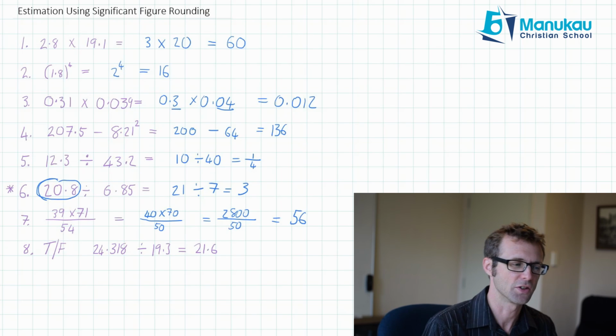If you're not following it, just think about it again. If you were dividing 2,800 by 100, that would be 28, but 50 is half of 100, so you're going to double that 28 to 56.